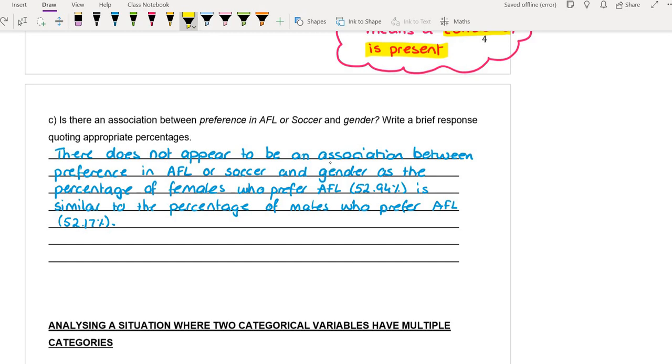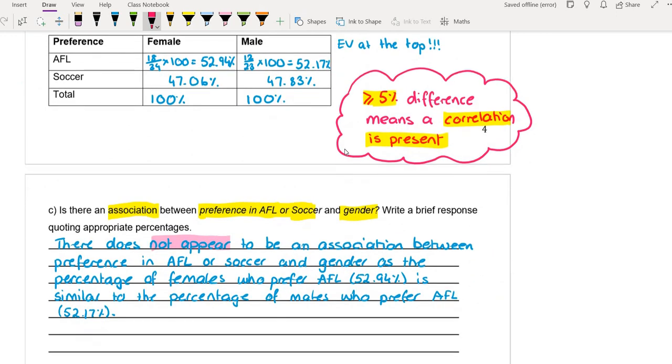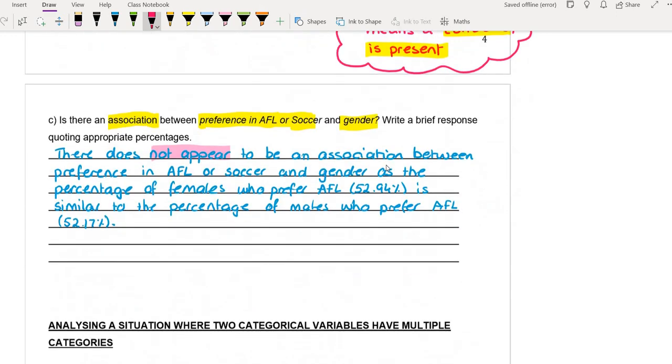So this question asks you if there's an association between preference in AFL or soccer and gender, and asks you to write a brief response. So you should write something along the lines of "does not appear." We're saying that it's not definite. We don't know for sure. This data is pretty small. We're only asking about 30 people. So we don't know for sure if there is, but just based on the data, it does not appear that there is an association.